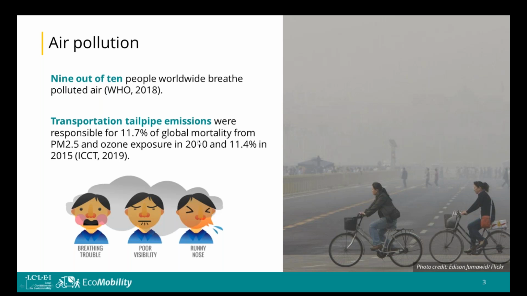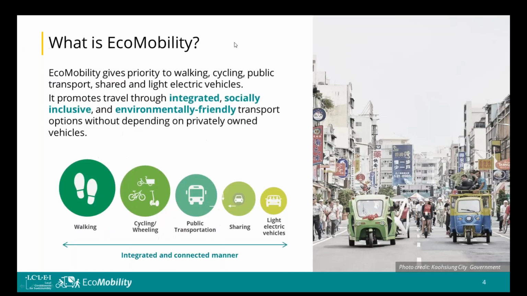And so what is ecomobility? Ecomobility is a term coined by ICLEI, which gives priority to walking, cycling, public transport, shared, and light electric vehicles. The aim is to reduce dependence on private vehicles, and more importantly, it needs to be provided in an integrated and connected manner.